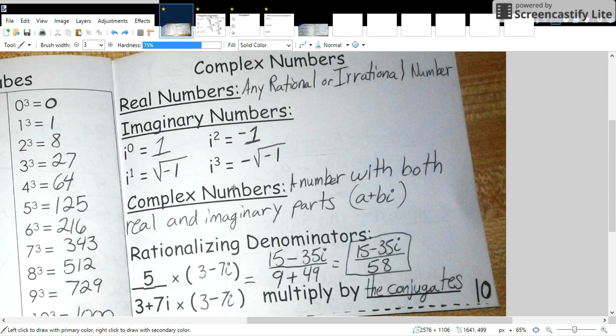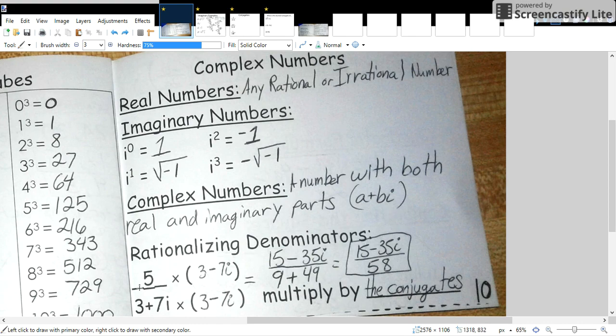So in one of our videos with the difference of squares and cubes and all that, I was saying that the factored form is they are conjugates of each other. A complex number is a number with both real and imaginary parts, such as a plus bi.